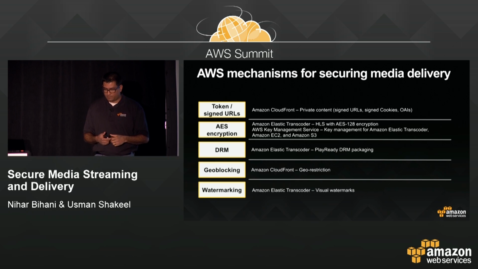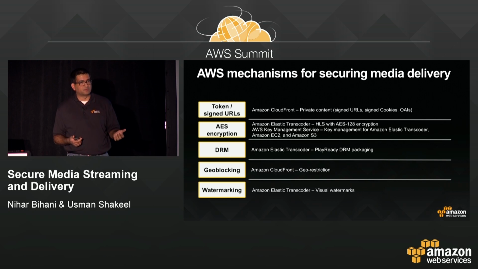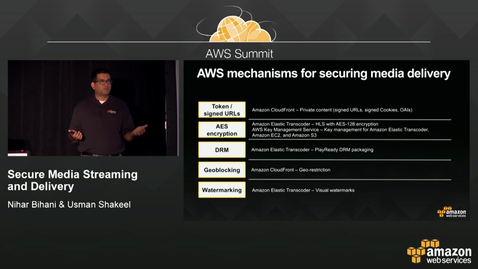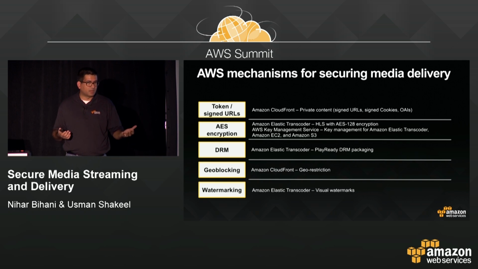And also the AWS Key Management Service integrates really well with the Amazon Elastic Transcoder service, with EC2 and S3 to manage the encryption and decryption of your keys. For DRM, you can use Amazon Elastic Transcoder again. Transcoder recently launched support for PlayReady DRM packaging, so that's now available to you. For geo-blocking, CloudFront natively provides the capability for you to whitelist or blacklist countries where you want to or don't want to serve your content.